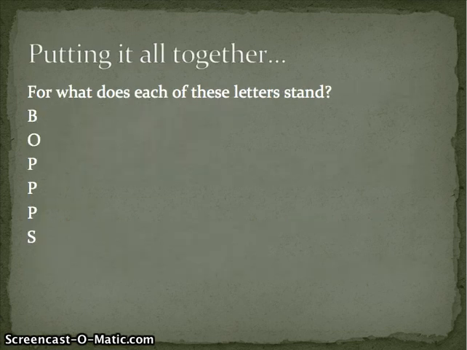So let's put it all together. I want you to think about what all of the letters stand for. You'll need a pen and paper to jot down your response, or I'll give you a minute to think about the answer in your head. So, what does the B stand for? What does the O stand for? What about the first P? The second P? The third P? And the S.